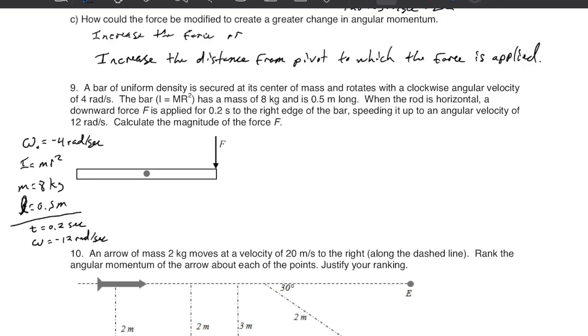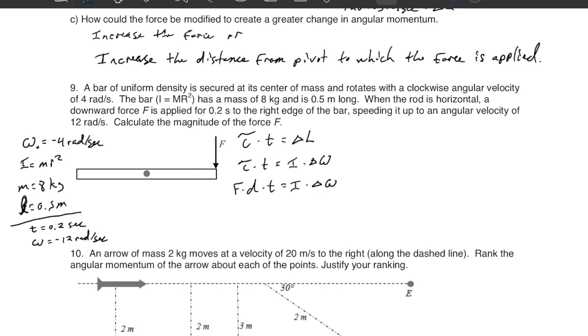Now on this, I've put -4, -12, because clockwise is negative, counterclockwise is positive. So torque times time is equal to the change in angular momentum. Torque times time is equal to I times delta omega, right? The change in angular velocity. And then torque is force times displacement, and then times time is equal to I delta omega.